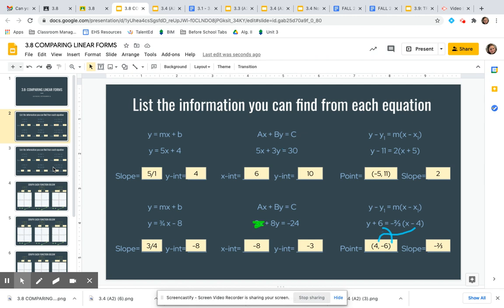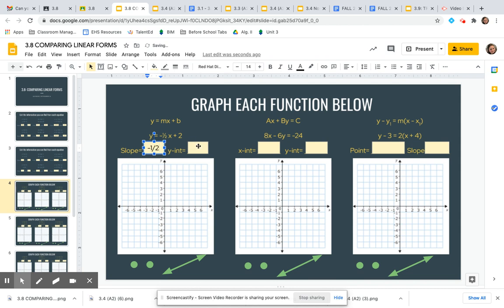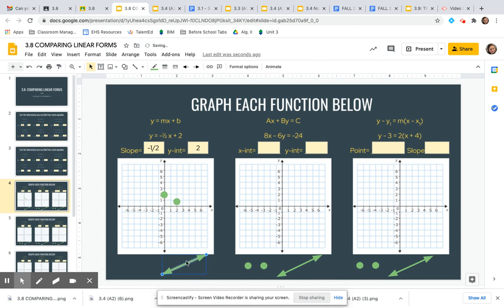Okay? Then what you're going to do is use that information to graph the line. So for example, on my y equals mx plus b, it tells you your slope and your y-intercept. The slope is negative 1/2, and the y-intercept is 2. So that means I'm going to take one of my points and put it on the y-axis at 2. And I'm going to take the other point and go down 1 over 2, because that's how you make a slope of negative 1 over 2. And then you're going to put a line through those 2 points.